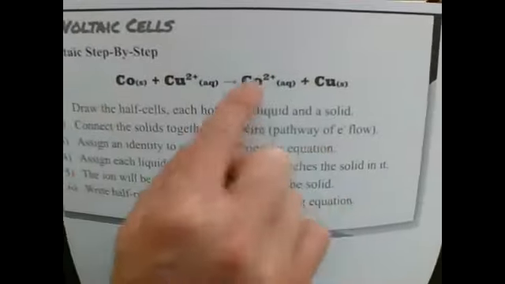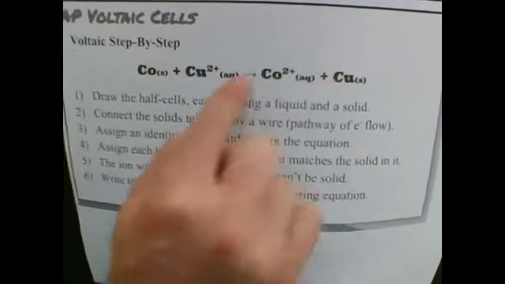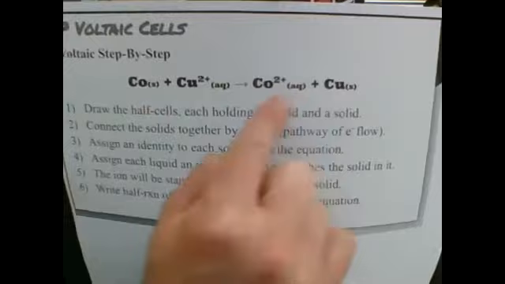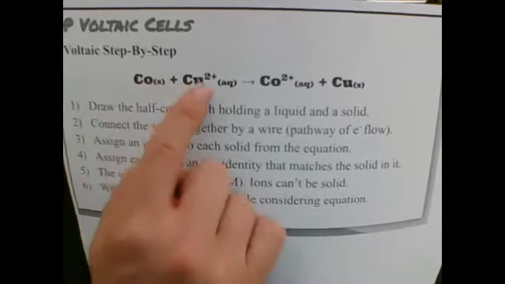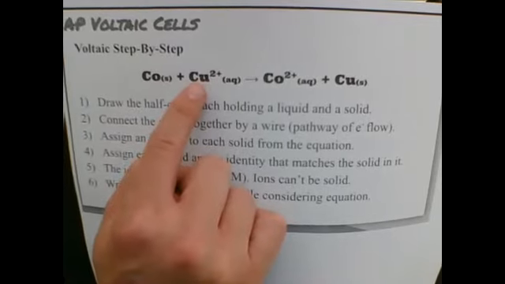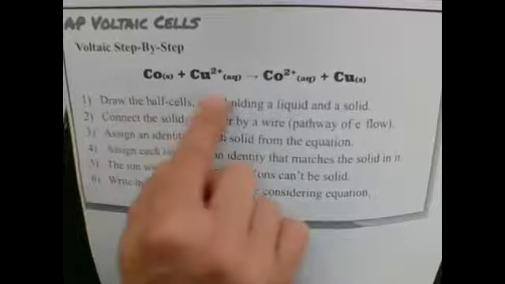So here's the reaction that I'm going to be referring to for the first 16-step process. Make sure that you are looking at this redox reaction between cobalt and copper 2. And let's show what would happen in the Voltaic cell between them to make it work. Starting with step 1, here we go.